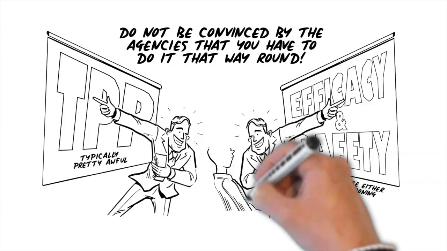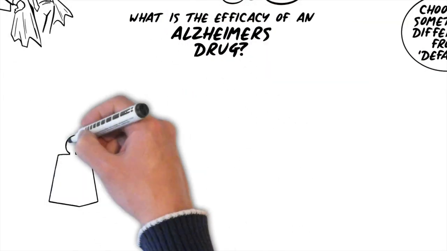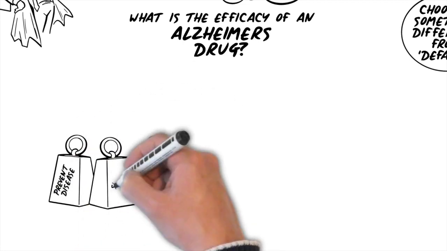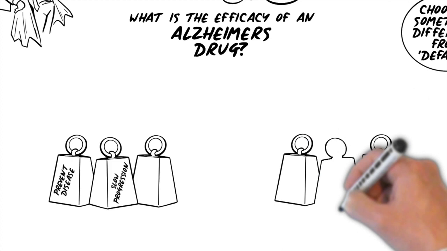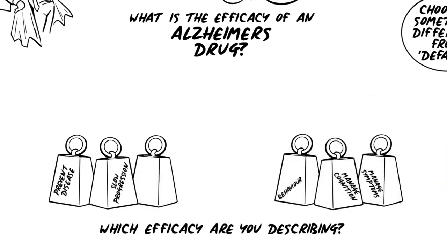Let's say you took, say, an Alzheimer's drug. Well, what's the efficacy of an Alzheimer's drug? Is it to prevent disease? Is it to slow progression? Is it to manage symptoms? Is it to manage cognition or behavior? Which efficacy are you describing? So if you say to me, my product has efficacy, I don't know what you're talking about. I need you to tell me something more about the dimensions that matter.